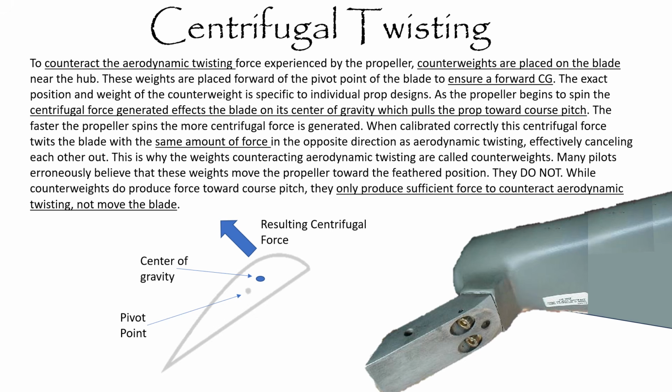This is why the weights counteracting aerodynamic twisting are called counterweights. Many pilots erroneously believe that these weights move the propeller towards the feathered position. They do not. While counterweights do produce force towards coarse pitch, they only produce sufficient force to counteract aerodynamic twisting, not move the blade.